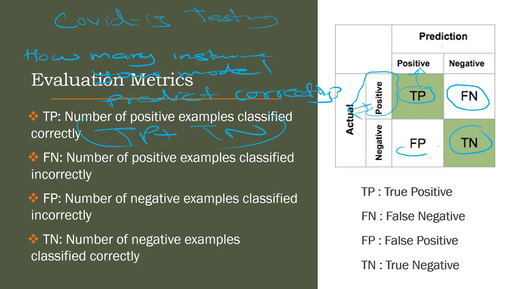Similarly, what do you mean by this one? False positive means this group of people actually don't have COVID in their body. There are no symptoms or germs or viruses in their body, but your model says they have COVID. That is the meaning of these four cells.